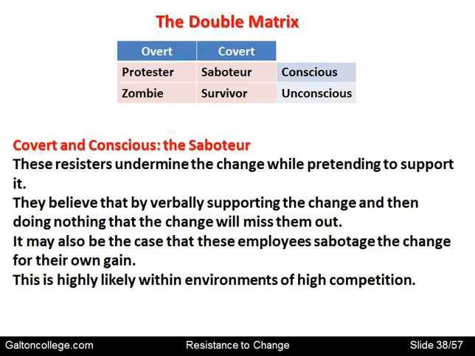You'll have covert resistors. People are saying they're for something. In fact, they're not. They're consciously against it. They're going to try and sabotage it. And when they sabotage it, they hope to get promotion and to be seen to be more valuable than their colleagues. So they will be promoted above their colleagues. And that might be one of the reasons why there is this type of resistance to change.